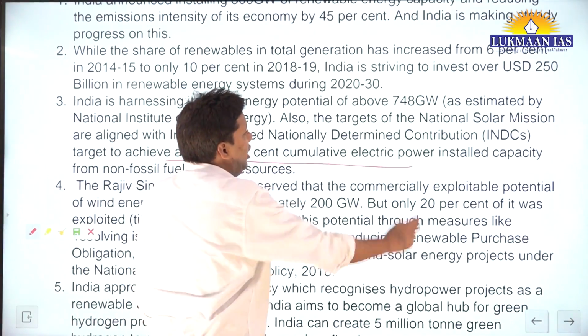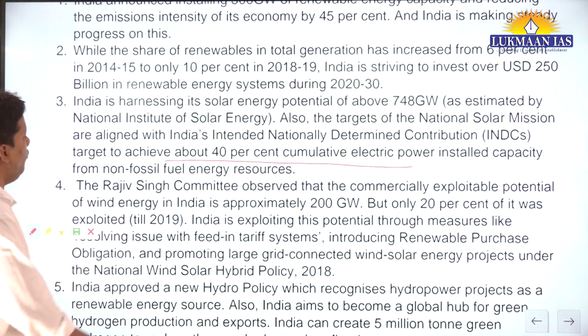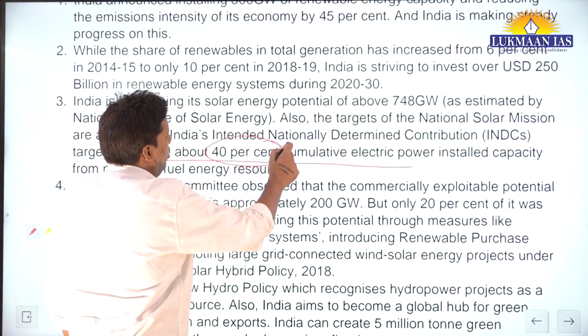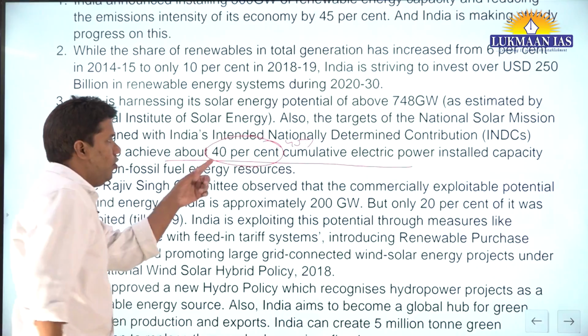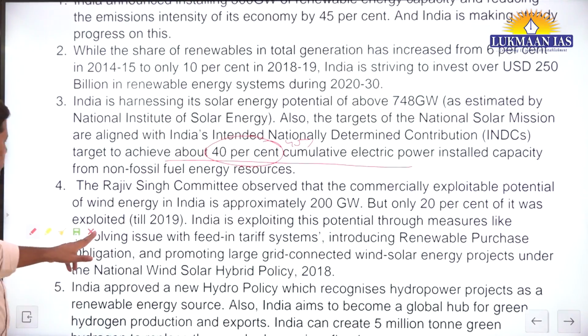This INDC, I believe India has already achieved. And now India's new target is 45%. Just please check, if I'm not mistaken, this has already achieved 40% of cumulative electric power installation. I think, I'm not sure, but please check.